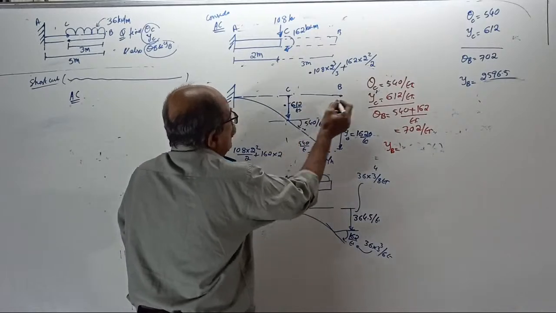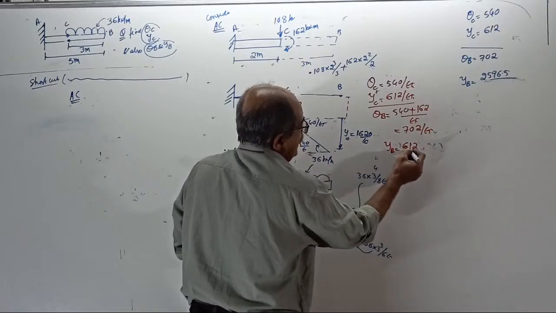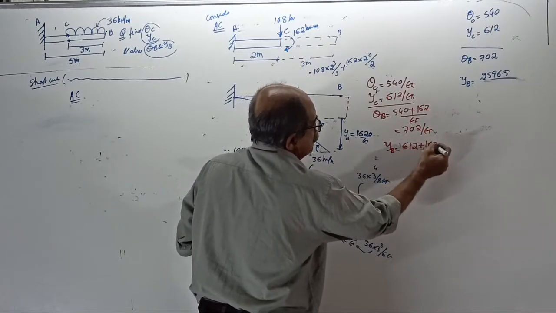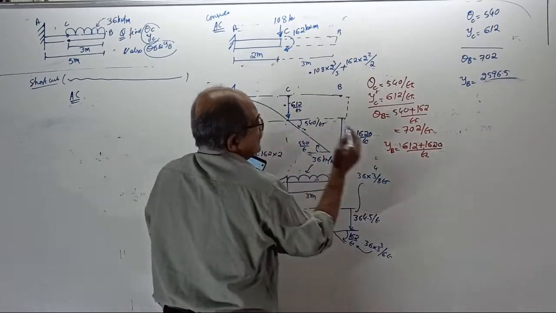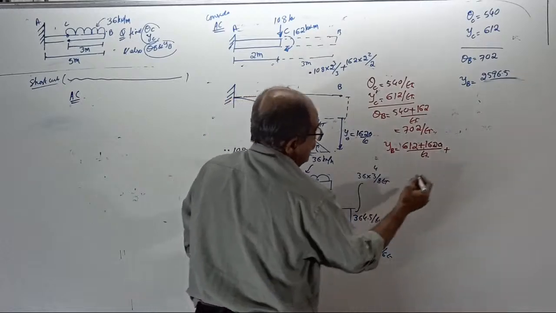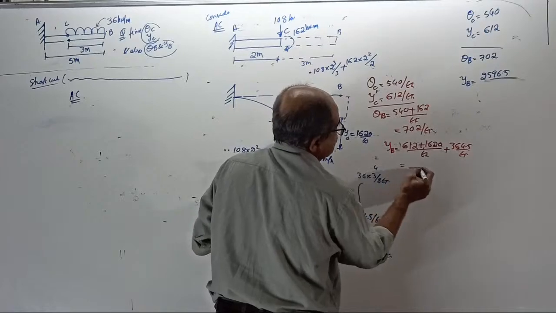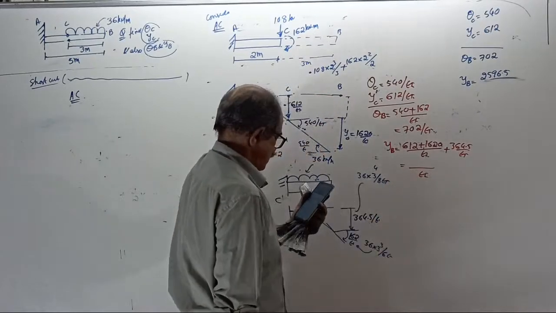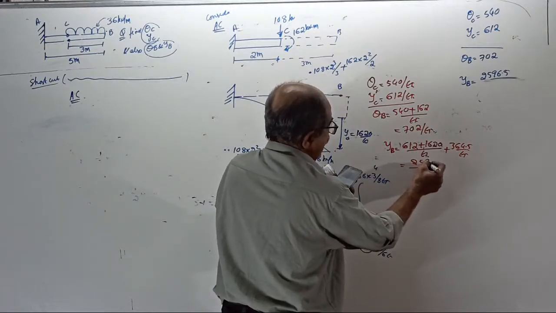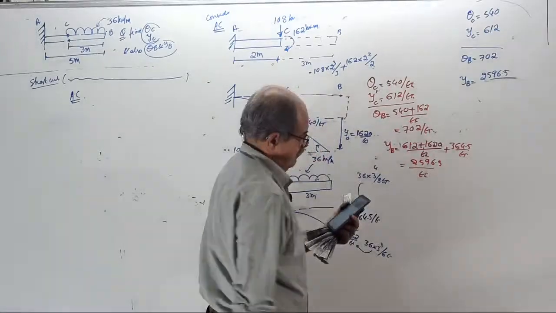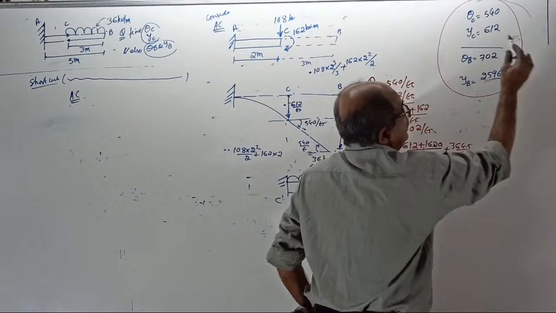So it will come down; if it is 612, this also is 612. 612 by EI plus 1620 by EI, which was the answer from the left side, plus the extra deflection of 364.5 by EI. Tell this answer: 2596.5 by EI. Now, check the answer we got by the moment area method.